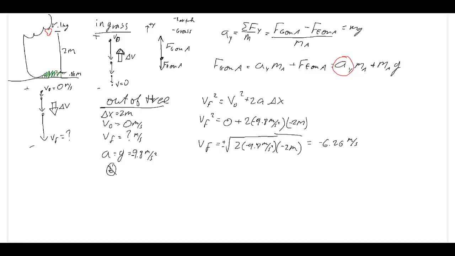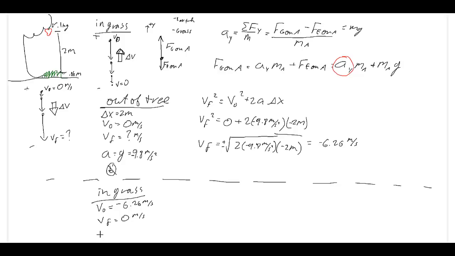All right, now that we have our final velocity here, this final velocity is going to become our initial velocity when we look at it while it's in the grass. So we now know that our initial velocity while it's in the grass is negative 6.26 meters per second. We know that our final velocity equals 0 meters per second. And we know that our displacement in the grass is going to be negative 0.06 meters. Again, negative because it is falling down into the grass.